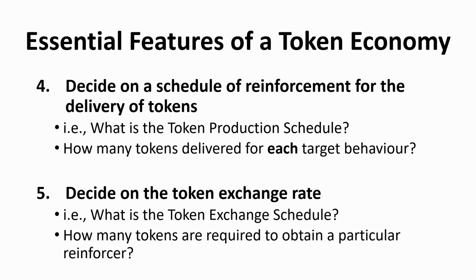So if you have the option of trading tokens in for a can of pop, or a bag of chips, or an hour of TV, how many tokens are each of those worth? And you need to find a nice balance between how easy it is to earn tokens, how much they want those reinforcers, and how expensive or how many tokens it's going to take to get each of those reinforcers.